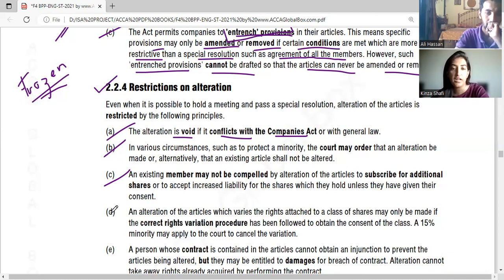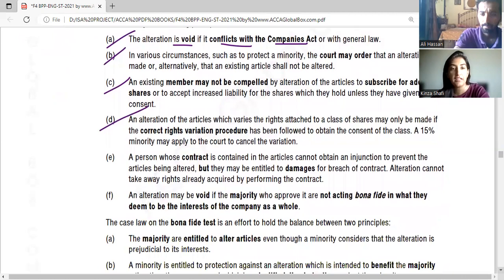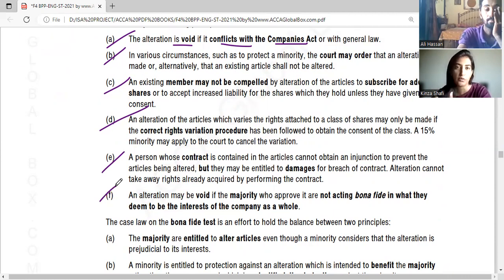An alteration of the article which varies the rights attached to a class of shares may only be made if the correct variation procedure has been followed to obtain the consent of the class. A 15% minority may apply to court to cancel the variation. If, for example, we are just getting 75% of shares and we are agreeing to whatever is happening, it's not the case. We also have to consider the minorities. If the minority is voting up to 15%, even then the court will do the variations and the procedures.